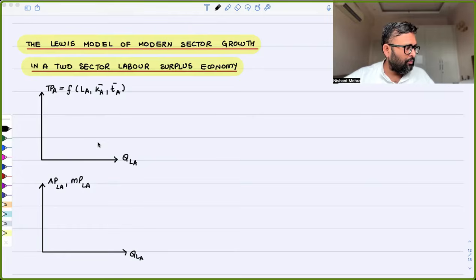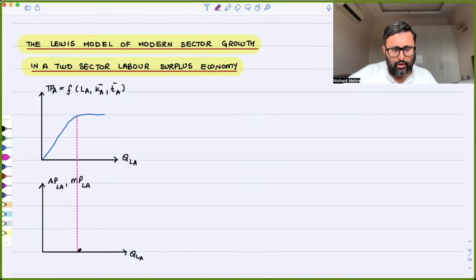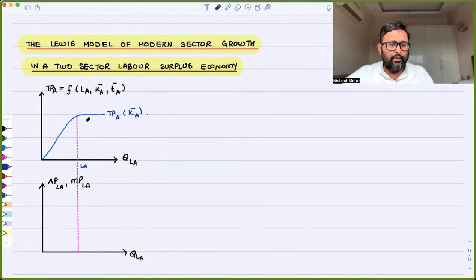So there is a curve which is going to come in this sector. So you have the total product curve like this, and it will become flattened out at some point, right? Let's say at this particular point, it flattens out. So this is the total product curve in the agricultural sector with the given amount of capital. So this is the amount of the total product which you have. This is TPA, right? So the point is that this total product curve flattens out at LA. And at this particular point, the marginal product is going to be zero.